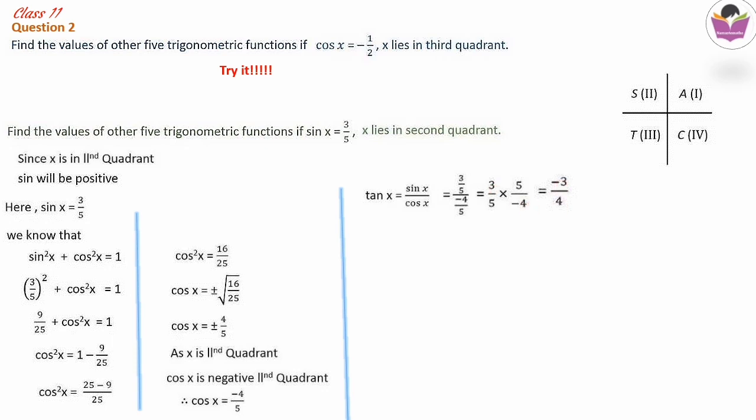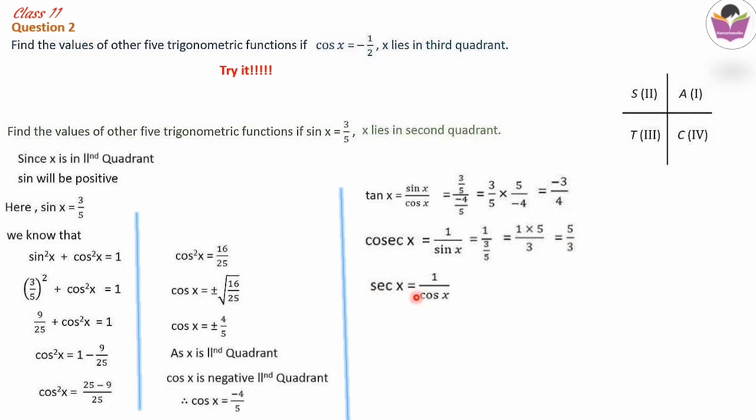Here itself we can cancel common denominator 5 and 5. 3 by minus 4, or minus 3 by 4 we can write, both are the same. This is not mandatory, here itself you can do the calculation. Next is cosec x. Cosec x is a reciprocal of sin x, 1 by sin x. Here sin x is 3 by 5. That is 1 divided by 3 by 5. 1 divided by 3 by 5 means take the reciprocal, that is 5 by 3.